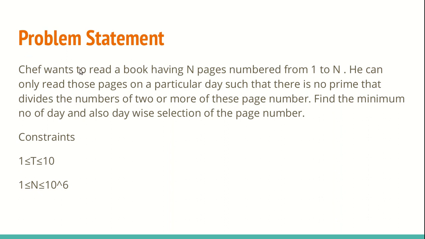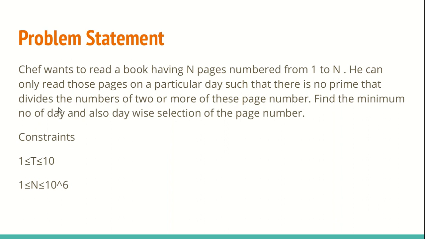Chef wants to read a book having n pages numbered from 1 to n. He can only read those pages on a particular day such that there is no prime that divides the numbers of two or more of these page numbers. Find the minimum number of days and also the day-wise selection of the page numbers. So this is the constraint set. Test cases can be up to 10 and n can go up to 10 to the power 6.